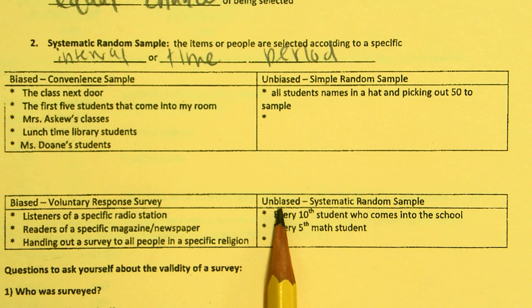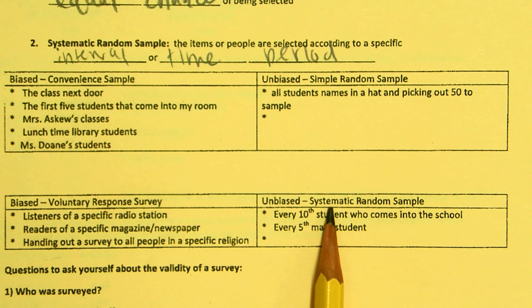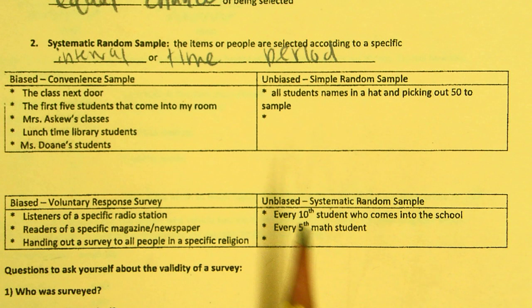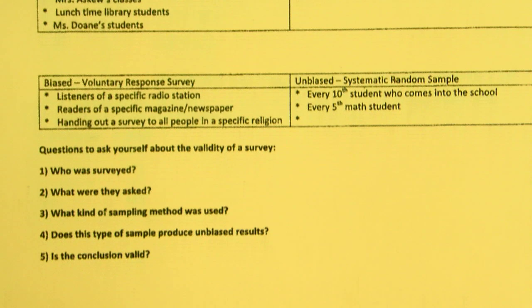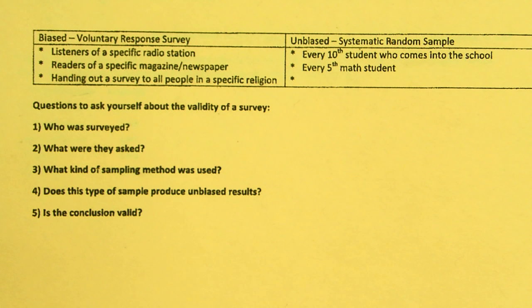For unbiased sampling methods, a systematic random sample would be doing every 10th student who comes into the school, or every 5th student in a math class. Those would both be systematic random samples. So when we design a survey, you're going to go through these 5 questions, and that's going to help you determine whether the sampling method was valid. If the survey isn't valid, then we can't really use our results to make predictions about a population.